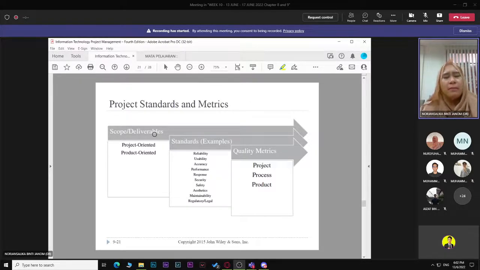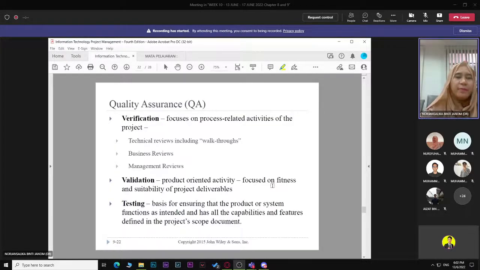And in order to come up with the project standard and metrics, okay, it can be project oriented or it can be product oriented. Project oriented is the process itself, and product oriented is the system itself. And it has to have these factors: kena reliable, kena usable, kena accurate and so on. And the metrics should focus on managing the project, that is the process, and also reflect the product itself, the system that you develop, right? So this one, again, macam saya cakap, is the repetition of what you have learned in the previous chapter.